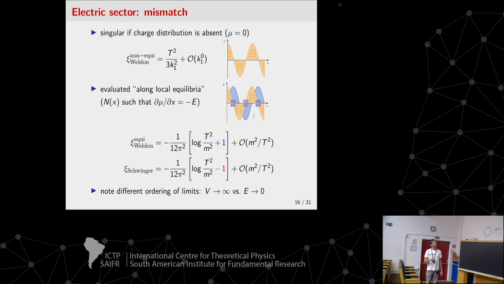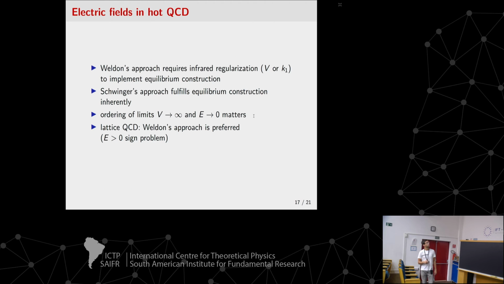In the case of Weldon, we first do E to 0 because it's an expansion in the electric field already to begin with. And only then we send the volume to infinity or this k1 to 0. Schwinger is the other way around. He first calculates in the infinite volume and only then at the end takes the E to 0 limit, right? And we believe these two limits do not commute.